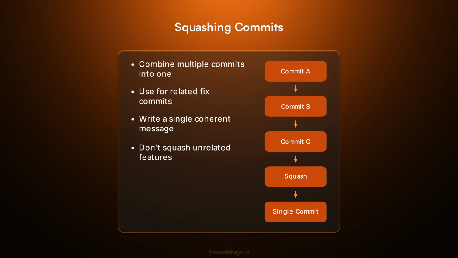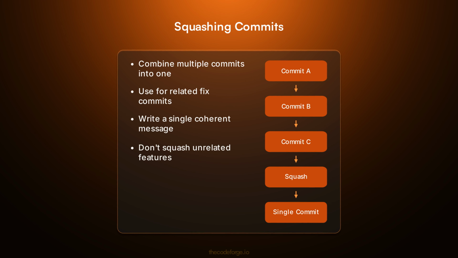Squashing combines multiple commits into one. Use it when you have a series of fix commits that should be part of the original commit. The key: squash only commits that are conceptually the same change.